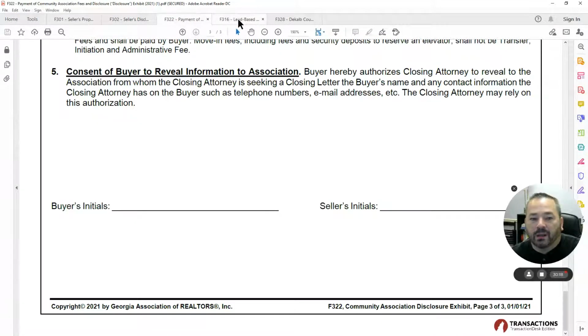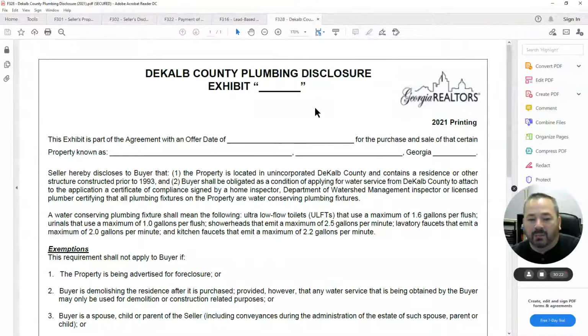Okay. Our next one, I'm going to go ahead and jump over to the DeKalb County plumbing disclosure. Now, this is a disclosure that is only necessary if the property is in unincorporated DeKalb County and it was built before 1973. Okay. So that's your condition. And there's really nothing to fill out on this form. So this is going to be a super easy form. We just have to have it when a property meets that specific criteria.